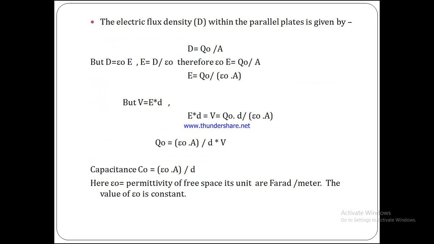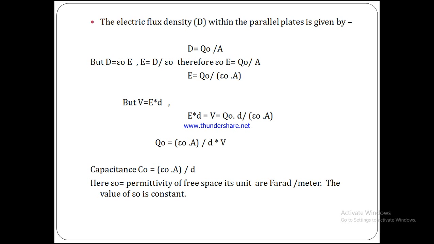Also, we discussed that the electric flux density within the parallel plates is given by capital D is equal to Q0 upon A. According to that, the field intensity E becomes Q0 upon epsilon 0 into A, and the final charge equation of the parallel plate capacitor with vacuum as a dielectric becomes Q0 is equal to epsilon 0 into A divided by small d multiplied by V.